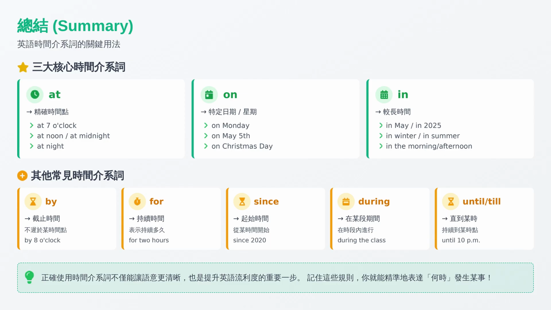Using time prepositions correctly not only improves semantic clarity but is also an important step in improving English fluency. By remembering these rules, you'll be able to accurately express when something happens.